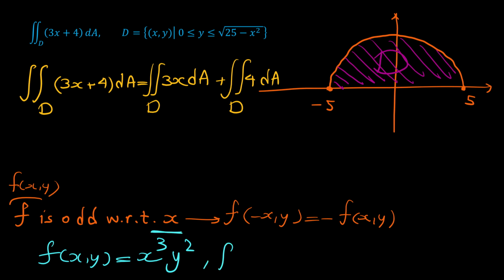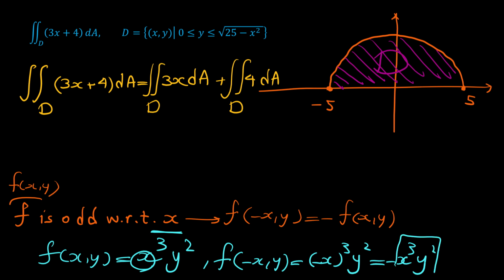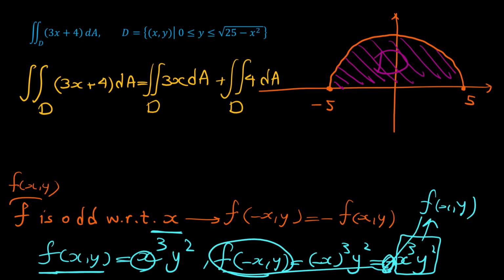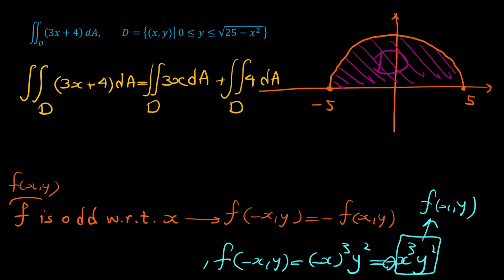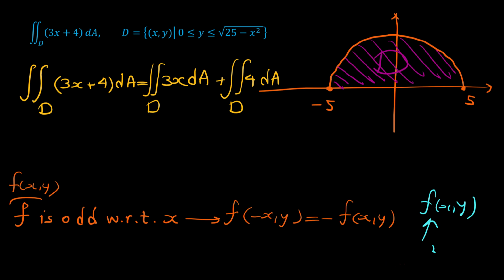The reason is that if we calculate f of negative x and y, if we substitute this x with negative x, this equals negative x to the 3, y to the 2. If we simplify, this is negative x to the 3, y to the 2. What is this? This is the original function f. So this part is f of x and y, but we have a negative now here. So f of negative x and y equals negative of f of x and y. So this function is odd with respect to x. And in a similar way, we can define a function that is odd with respect to y.